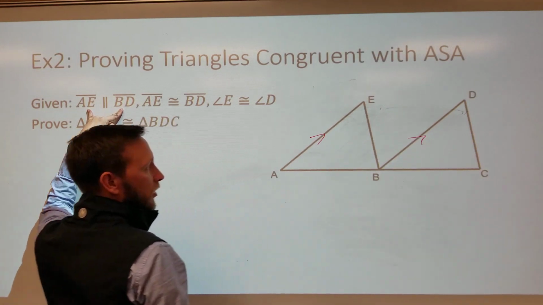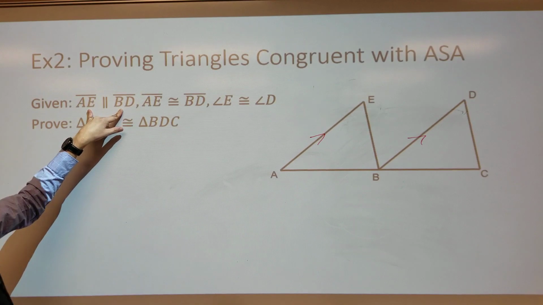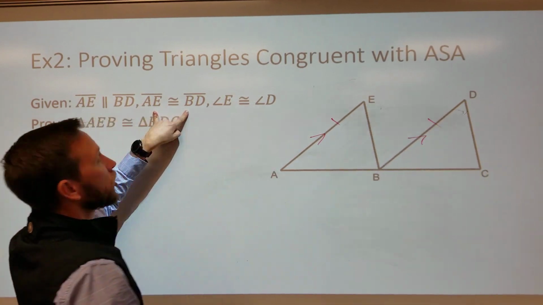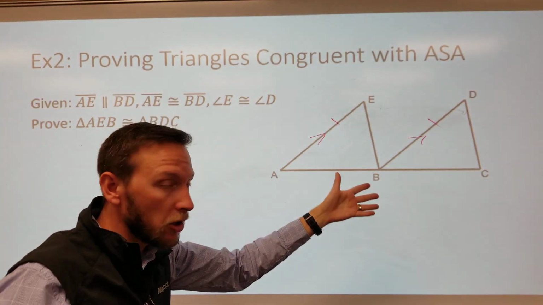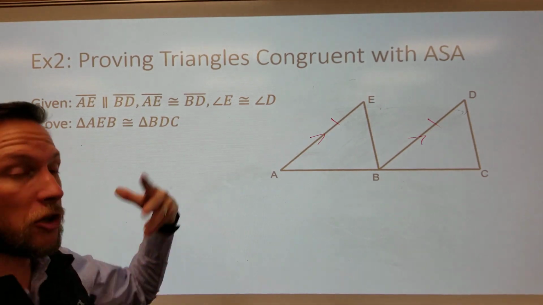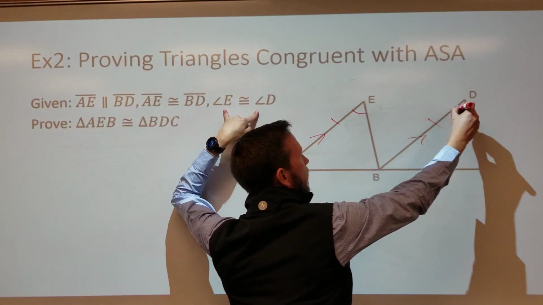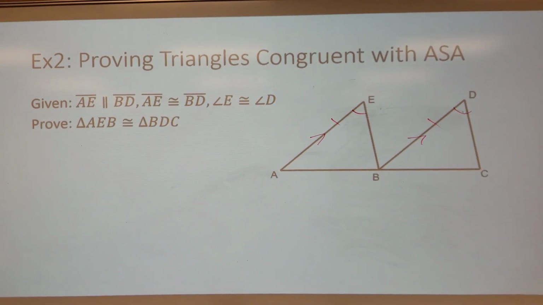That's what this symbol means. Sometimes we just draw arrows on there. Sometimes we draw a filled in triangle, however you want to do that. AE is also congruent to BD. Just because segments are parallel does not mean that they're congruent. In this case, these parallel segments are also congruent. These congruent segments are also parallel, so it kind of works out nicely. The angles at E and D are congruent. All right, so we're going to mark those as well.